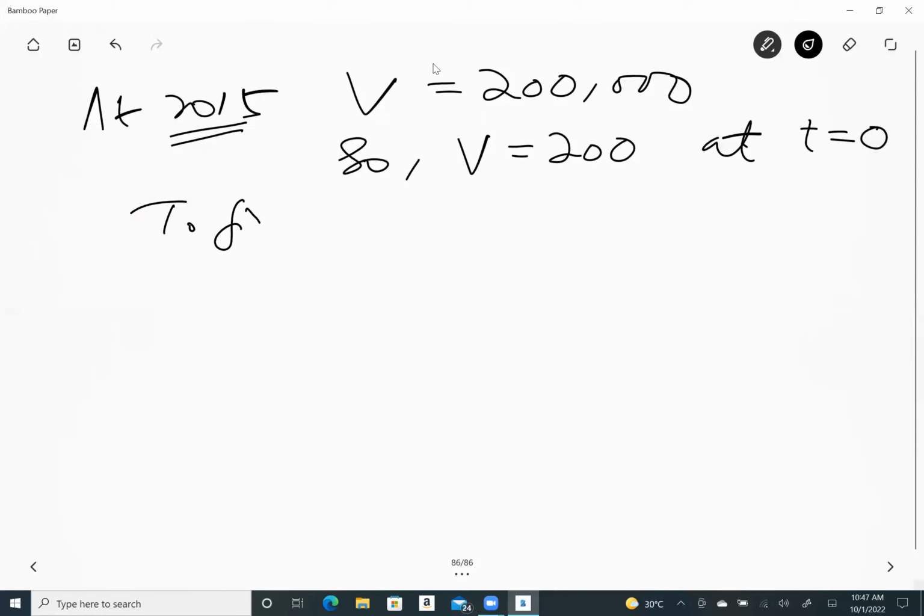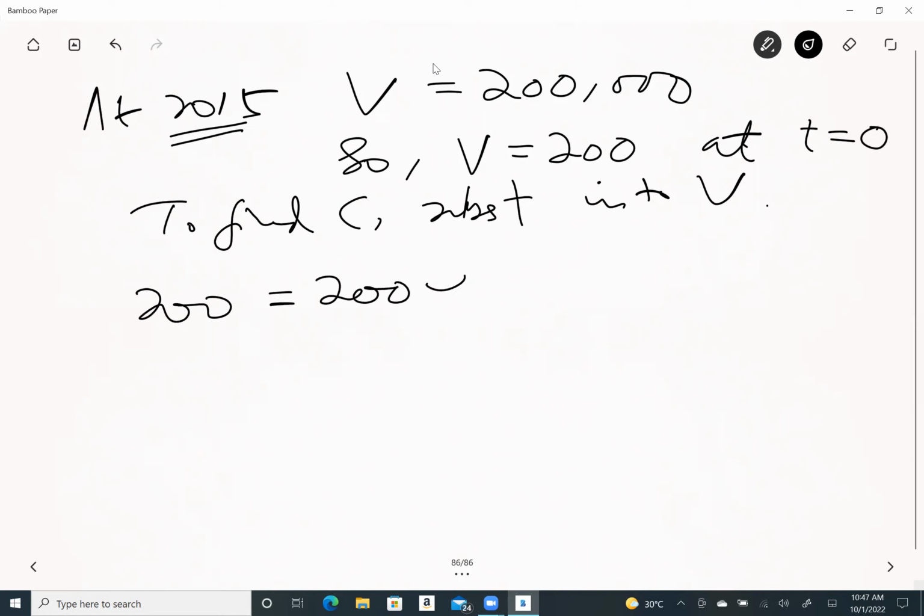So to find the value of C, V is 200, equal to 200 e to the power of 0.077 times 0, t is 0, plus C. Now, e to the power of 0. So what is the value? What is the value?